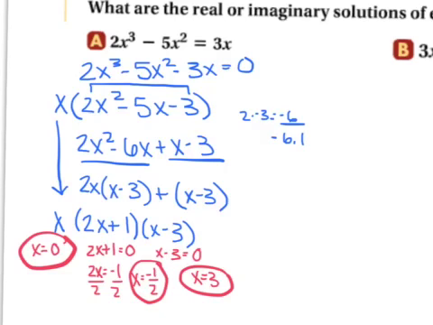We started with a cubic polynomial, and we have 3 x values at the end, because cubic is degree 3.